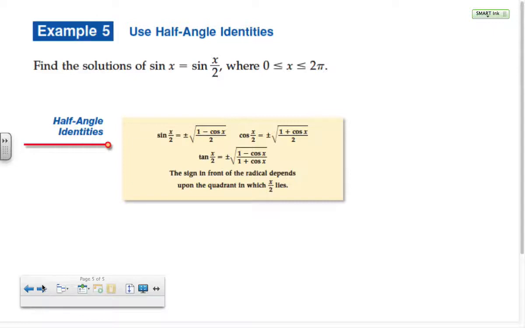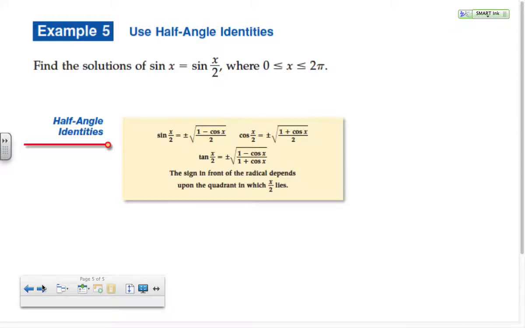So this says, find the solutions of sine x equals sine x over 2, where x is between 0 and 2 pi. Okay, we're just going to find all the solutions like we have every other time instead of trying to bound it. But what I want to do is replace the sine of x over 2 with something else, because I don't want to have the sine of x and the sine of x over 2.